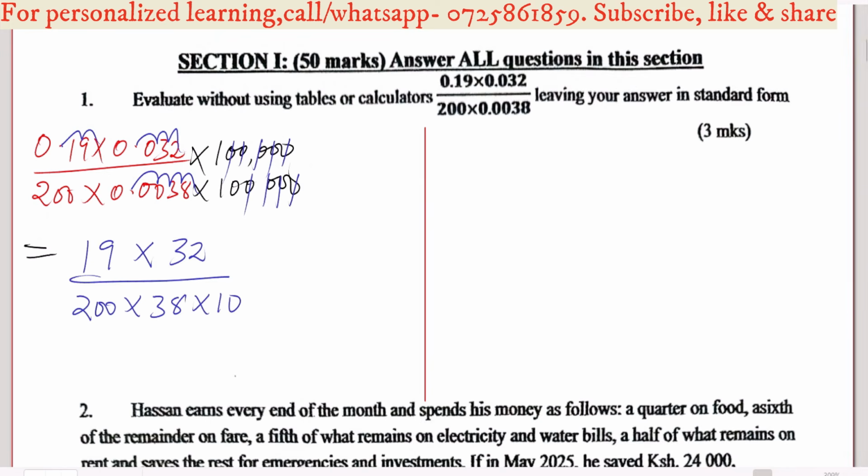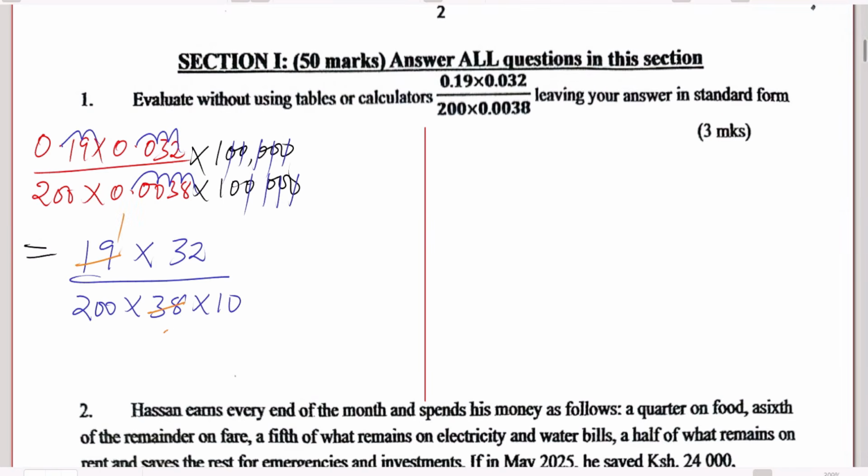Just check what you can divide. For example, 19 divided by 19 is 1. 38 divided by 19 is 2. Then 2 divided by 2 is 1. 32 divided by 2 is 16. And then from there you have 16 divided by 2, 8. And 200 divided by 2, 100.